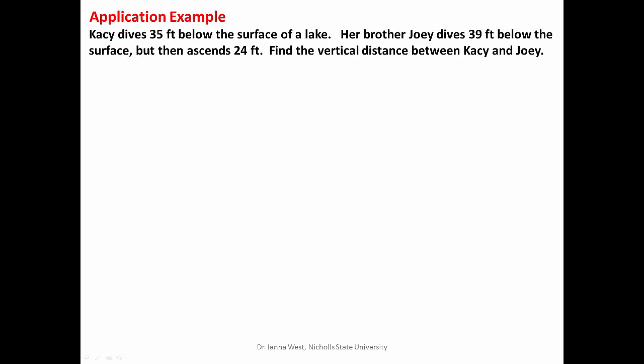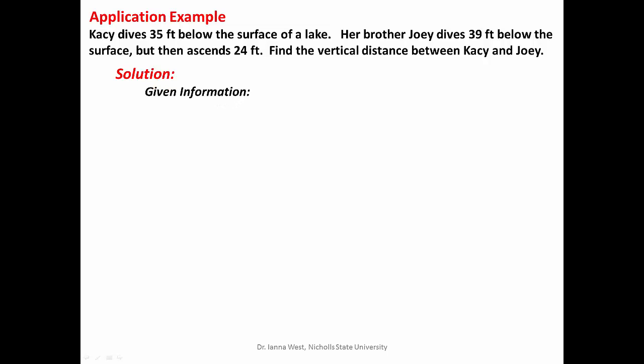We will now consider an application problem. Casey dives 35 feet below the surface of a lake. Her brother, Joey, dives 39 feet below the surface, but then ascends 24 feet. Find the vertical distance between Casey and Joey. In order to find the solution, we will first write the information that is given to us.